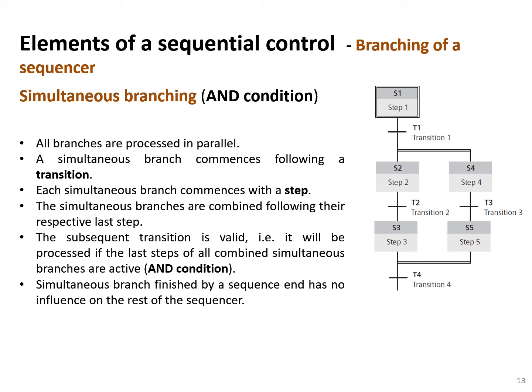A simultaneous branch finished by a sequence end has no influence on the rest of the sequencer. Okay, so you see that this is an AND condition. Why? Because if this transition condition is valid, we need to execute this branch and this branch at the same time.